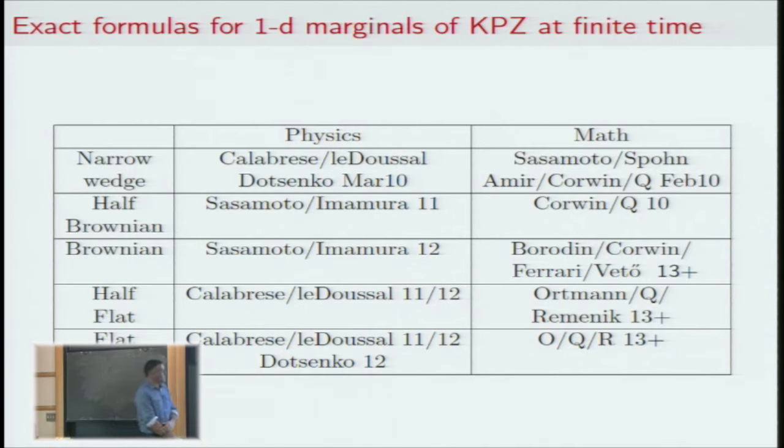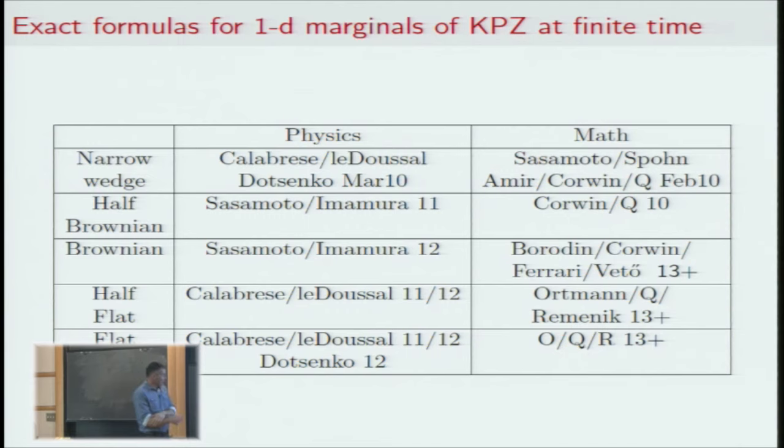Okay, so, well, it looks weird, except now they start winning, right? So from there on, they start. Okay, so Brownian initial data means start the stochastic heat equation with e to a two-sided Brownian motion. Then the formula was discovered by Sasamoto and Imamura in 12, and a proof will come out soon. I don't know how soon.